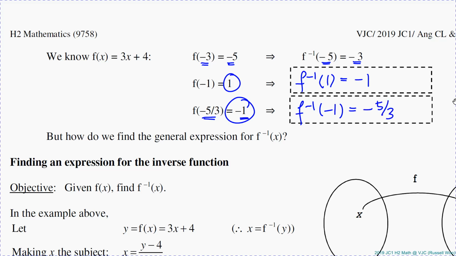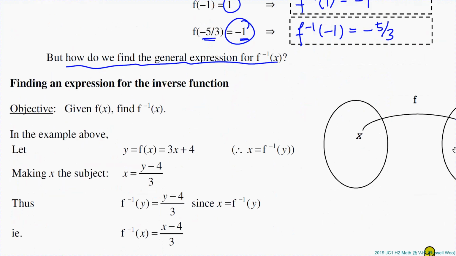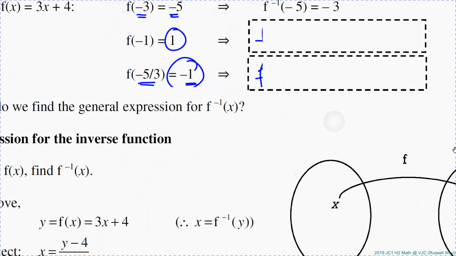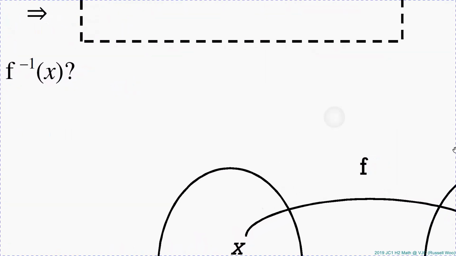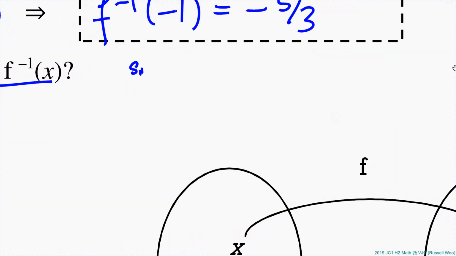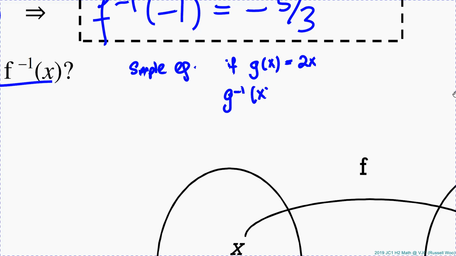I think it's not difficult to understand that, but how do we find the general expression for f inverse? Before going to that, let's use a simple example. Zoom in a bit. Now, if g of x is 2x, that means you times 2. Is it difficult to tell me what g inverse of x is?